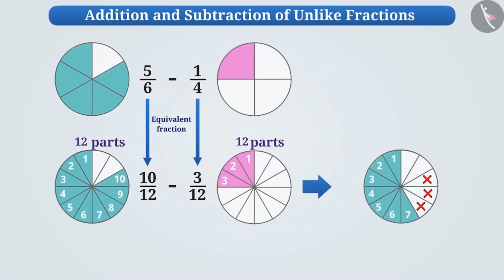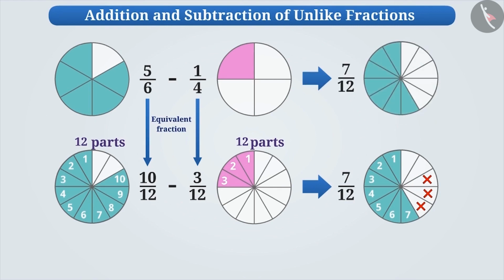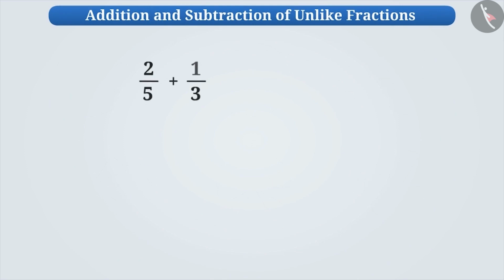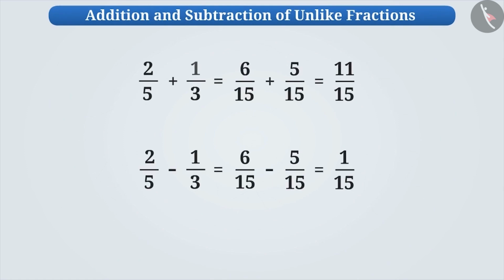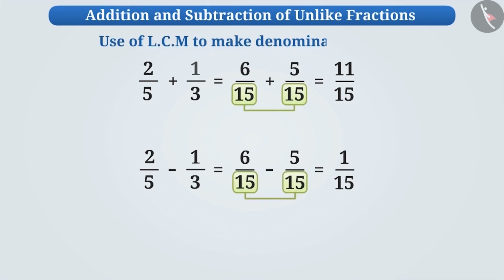After subtraction, 7 out of 12 parts are remaining. Therefore, the subtraction of 1 by 4 from 5 by 6 is 7 by 12. Hence, in order to perform the addition and subtraction of unlike fractions, we need to make their denominators equal. Use of LCM is the simplest method to do this.